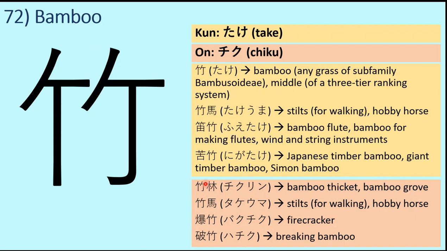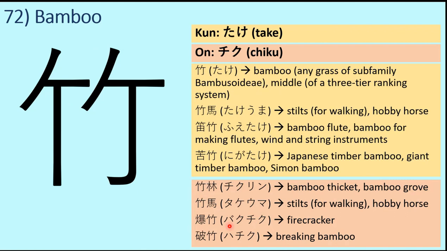So here you can see this is the kanji for bamboo and this is the kanji for groove, which we have learned in one of the earlier lessons. So chikurin is the bamboo thicket or bamboo grove. Then we have takeuma. Once again, takeuma, which means stilts for walking or hobby horse.